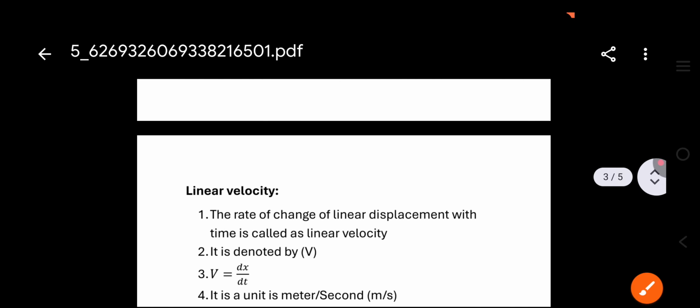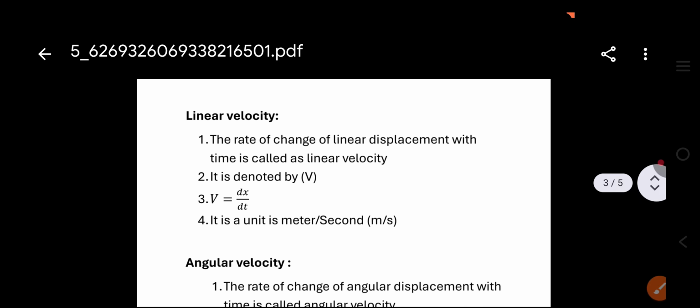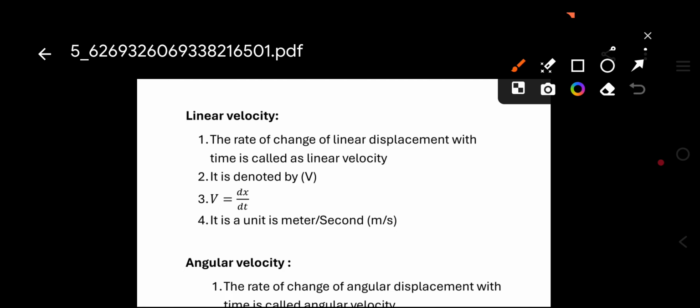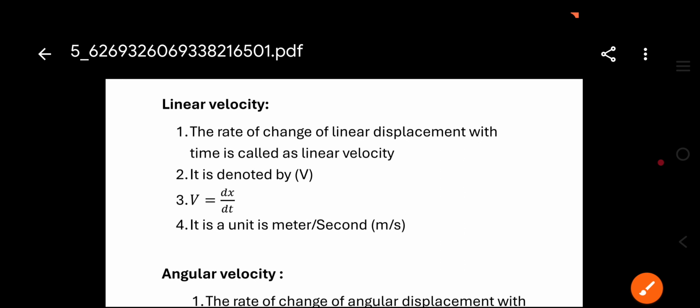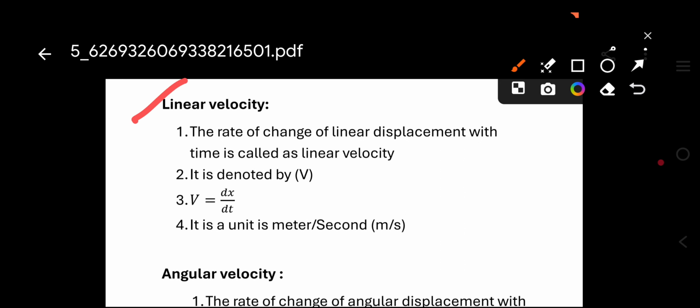Then another definition is linear velocity. The linear velocity means the rate of change of linear displacement with time is called linear velocity. Now the point number 1, the rate of change of linear displacement with time is called linear velocity.